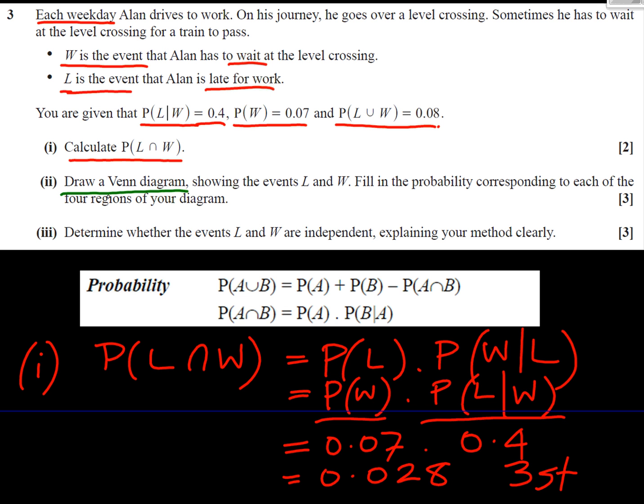Draw a Venn diagram. So that's told us very clearly, reconfirmed that we're on the right track. We had to use the formula of the first one. Now we're going to turn the information we've got above into a Venn diagram because it's showing the events L and W. And it says fill in the probability corresponding to each of the 4 regions.